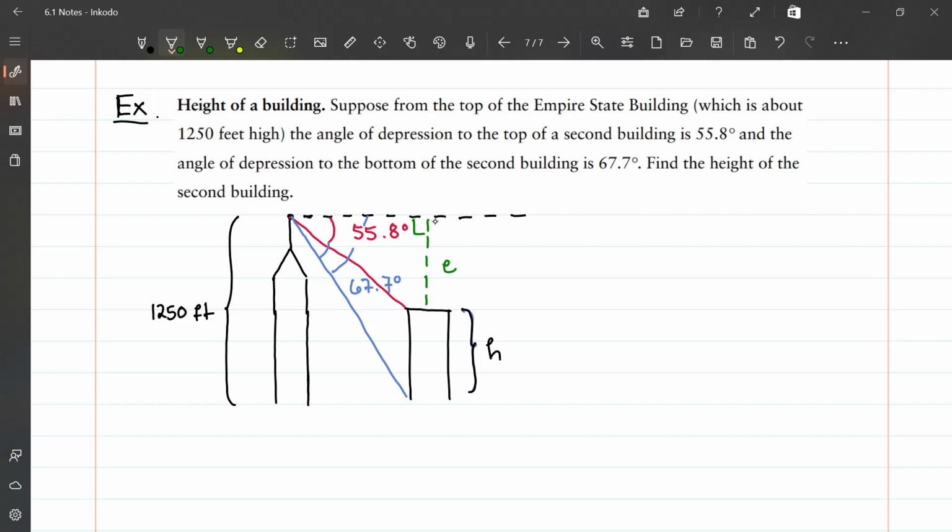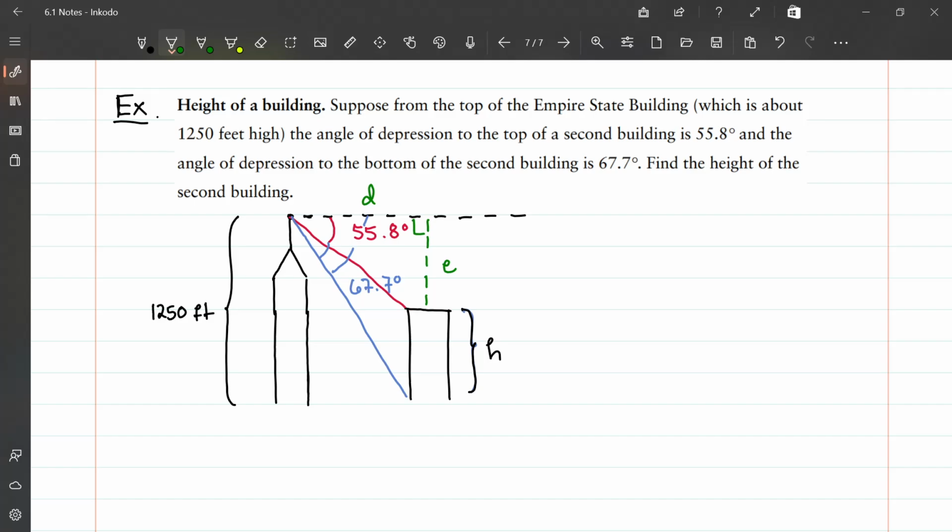I could get this length here from the point of perspective at the top of the Empire State Building to right above my building. I don't know exactly what I want to call that. I think maybe D makes sense in this picture. It's basically the distance from the top of this building to the top of my second building. D is interesting because D is part of both triangles. It's part of the one with the blue hypotenuse and it's part of the one with the red hypotenuse. So that might actually be really useful to me.